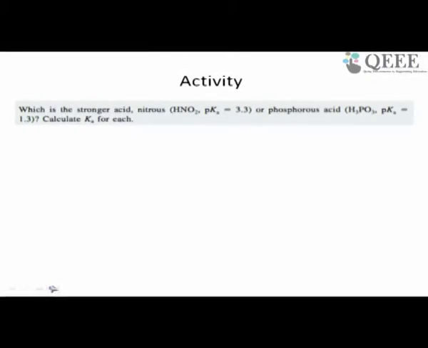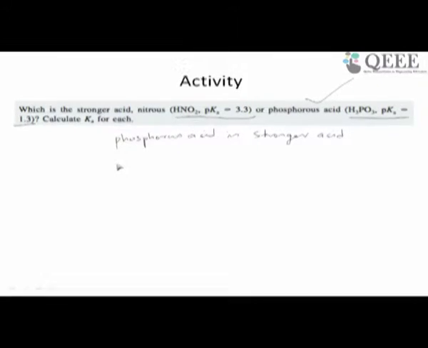Now this is a good question. There are two acids given, and you are asked to find which is the stronger acid. The first acid is nitrous acid, its pKa value is given. And the second acid is phosphorus acid, its pKa value is given. Once you know the pKa value, it's very easy to find the stronger acid. As I said, the lower the pKa, the stronger the acid. So among these two, 3.3 and 1.3, obviously this is lower, phosphorus acid. So phosphorus acid is the stronger acid.